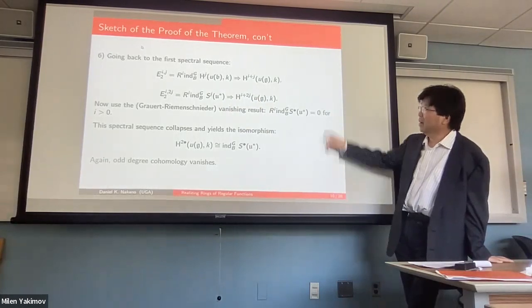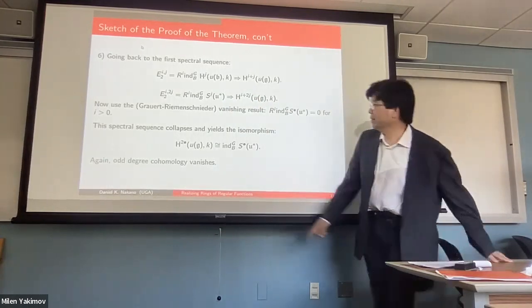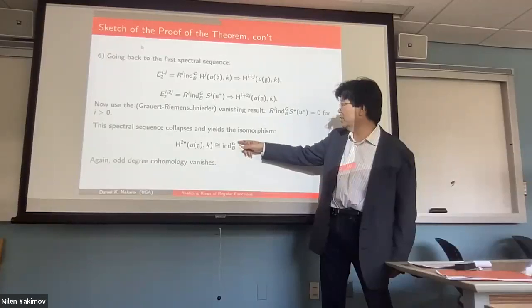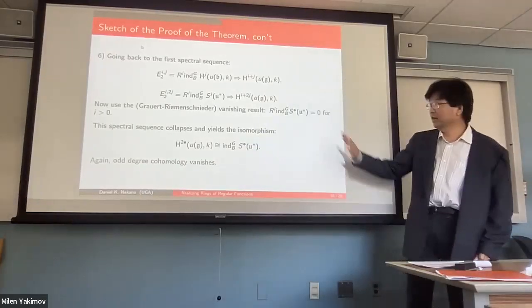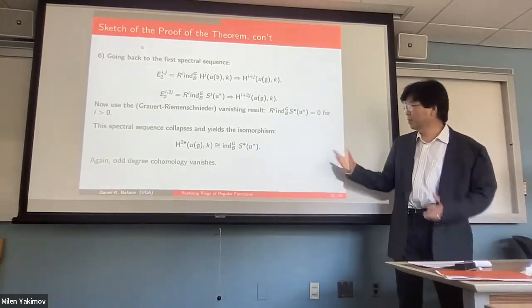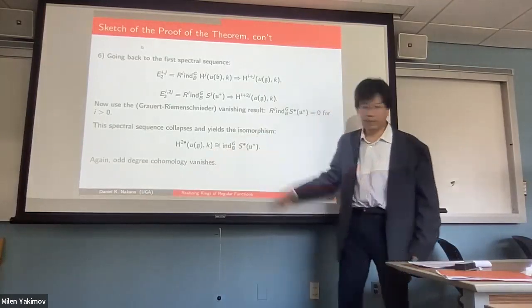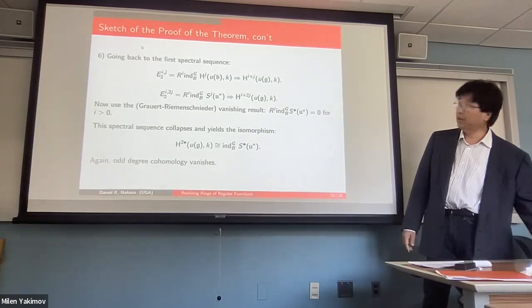Okay, so now this spectral sequence collapses. And you've now identified the cohomology here with an induced module from B to G on some polynomial algebra. And again, the odd degree cohomology vanishes. So we're almost there. We've actually identified the cohomology with a nice module. All right, so now you do some fun things.